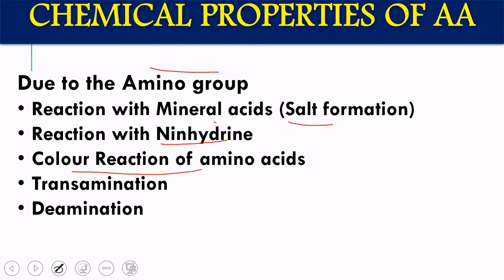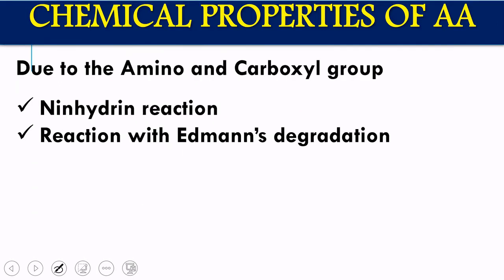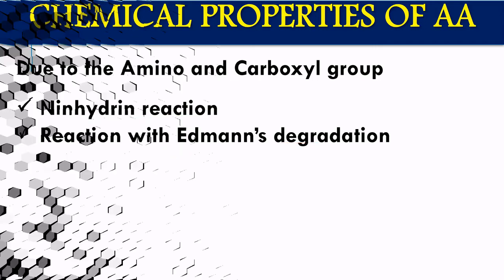Similarly, two other important properties where the amino group is removed from amino acids, and used for other functions, are called transamination and deamination. So these are the chemical properties due to the amino group present on the amino acids. Then there are certain reactions where both carboxy and amino groups are involved. That is the ninhydrin reaction and the reaction with Edman degradation, which we normally use for sequencing. So now we are going to see them one by one.